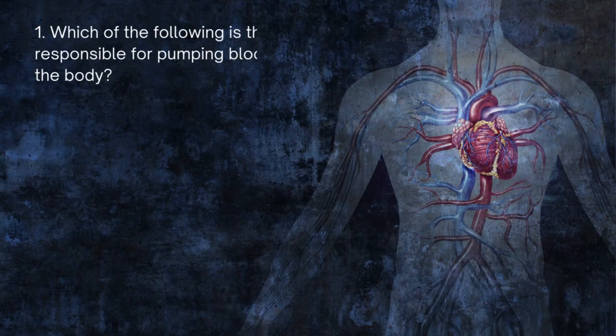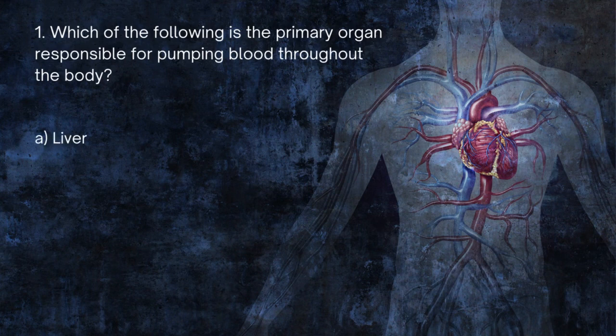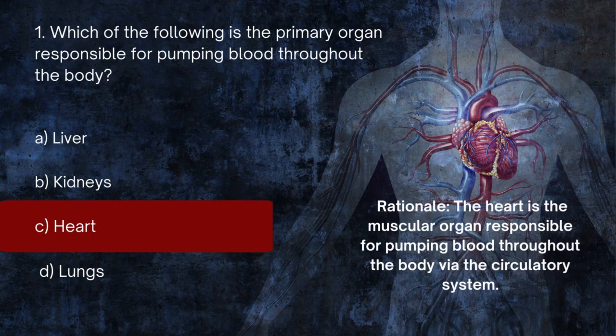1. Which of the following is the primary organ responsible for pumping blood throughout the body? A. Liver. B. Kidneys. C. Heart. D. Lungs. Rationale: the heart is the muscular organ responsible for pumping blood throughout the body via the circulatory system.